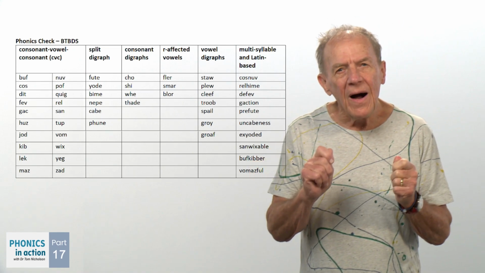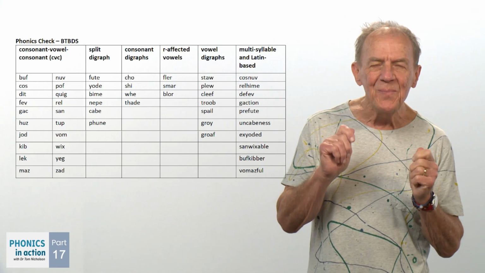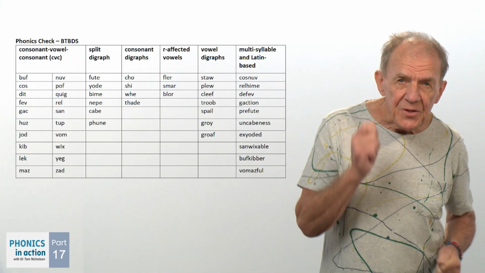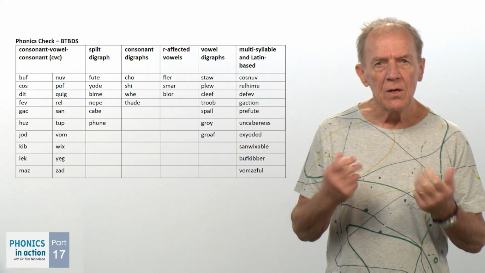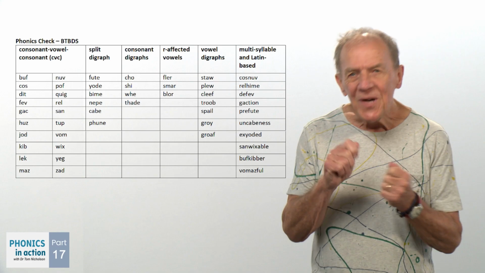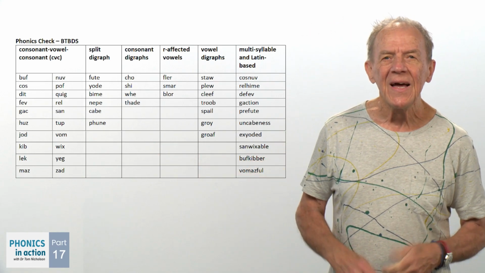And section 5 has 2-syllable words and Latin-based words. Now, if the student can do these, they should be able to read real words like trombone, transportable, construction. So that's the phonics check.